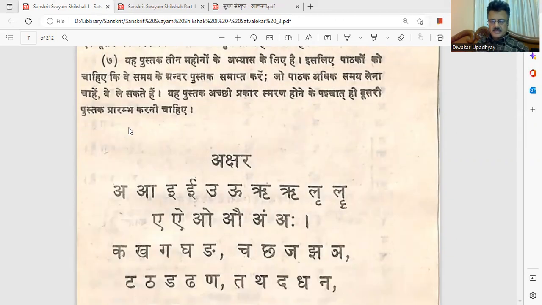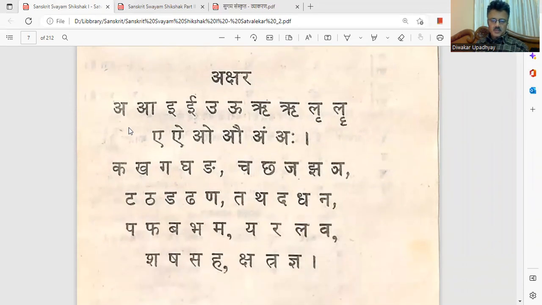This book is intended to be completed in 3 months, but one can take more than 3 months, or if you have more time every day to practice, you can finish it in less than 3 months. There are 3 volumes, volume 1, volume 2, and volume 3. You should not move to volume 2 and 3 without completing volume 1. So let's begin with the first lesson.